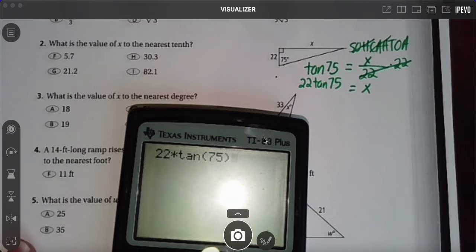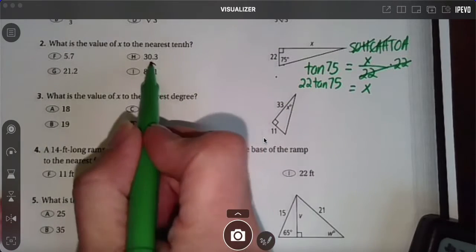22 times the tangent of 75. Okay? And if I press enter, what does it tell me? 82.1. Does everybody see that? So it's answer I. Anybody not understand that one?